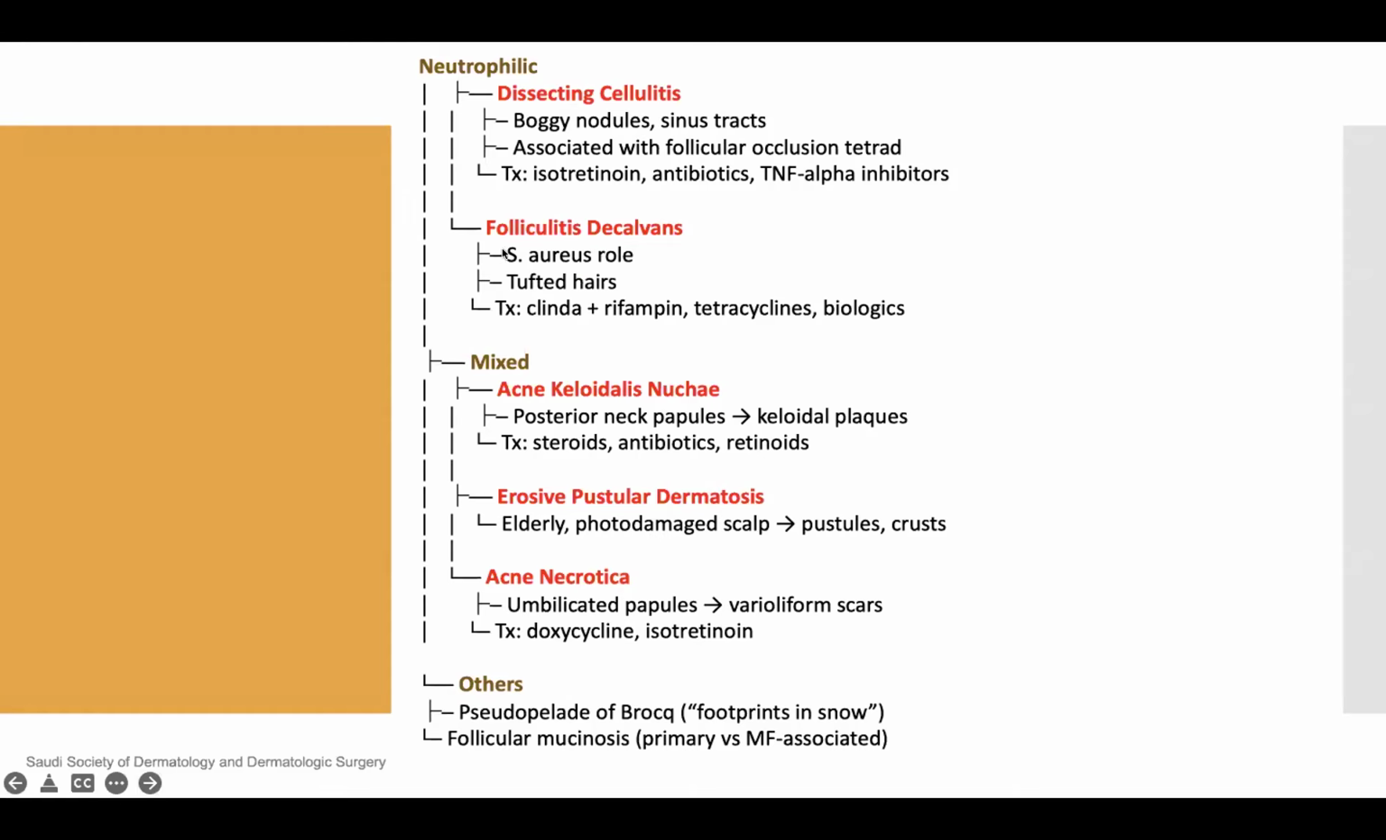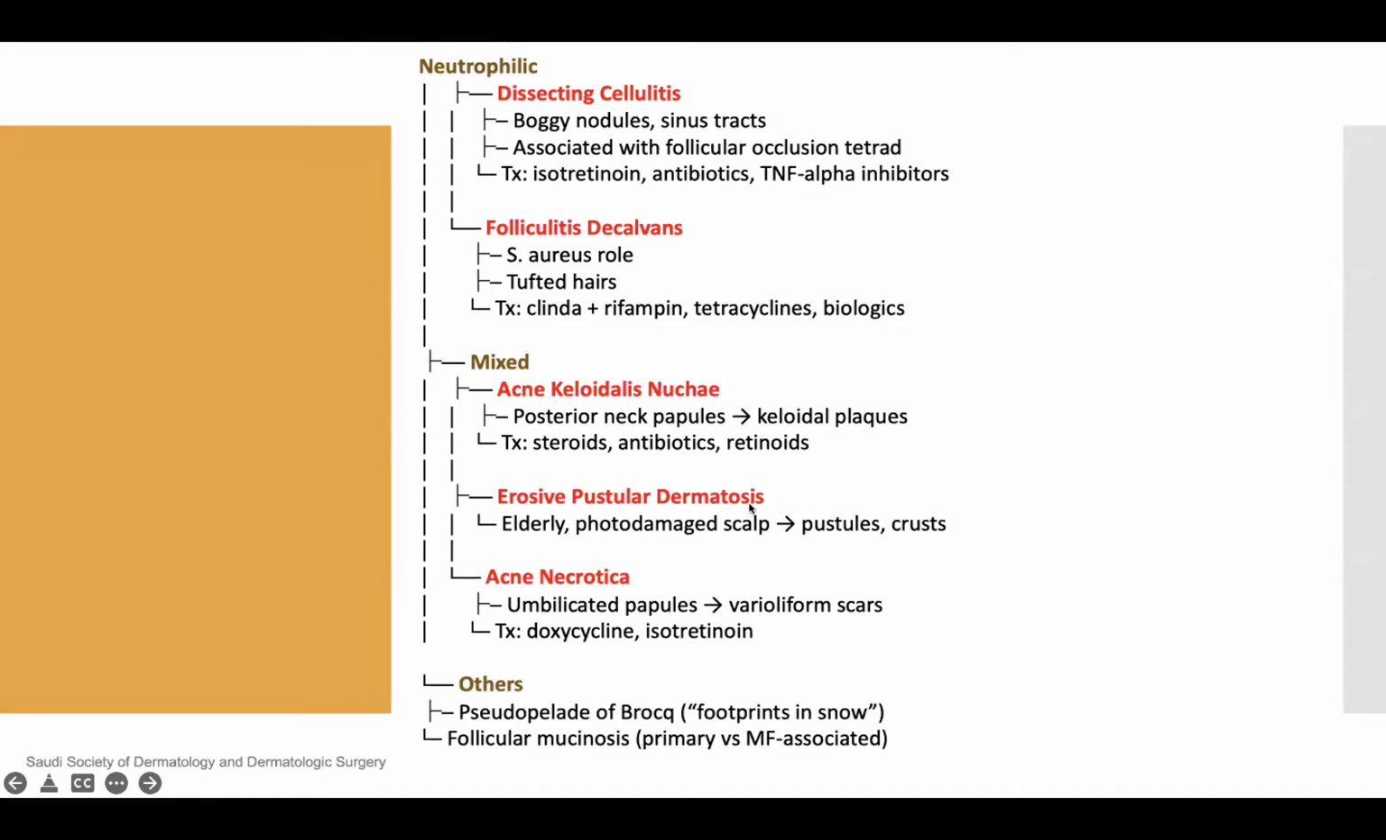Folliculitis decalvans is associated in around 75% with Staph aureus. Tufted hair can also be found, and a 10-week course of antibiotics with clindamycin and rifampicin can be used. The mixed type includes acne keloidalis nuchae, erosive pustular dermatosis, and acne necrotica. Acne keloidalis nuchae commonly occurs in the occipital part of the scalp, starting at the neck as a papule, then rapidly turning into a keloidal plaque. Treatment: steroid, antibiotic, retinoid, and even TNF-alpha can be used.